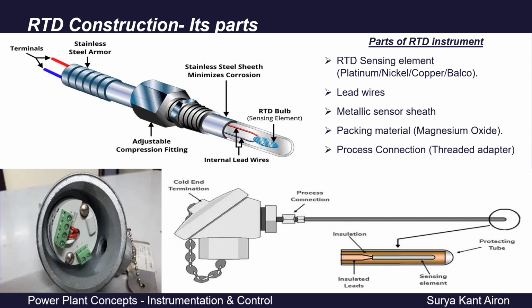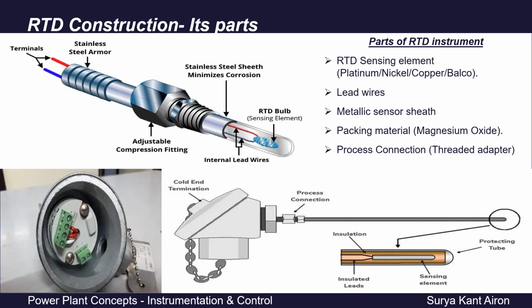For installation purpose, we need some kind of connection. Generally, we have a threaded adapter. So this adapter is welded to this sensor sheath so that we can have threaded connection on both sides of this adapter. Then our RTD basically, now the instrument is ready for installation in the pipeline.